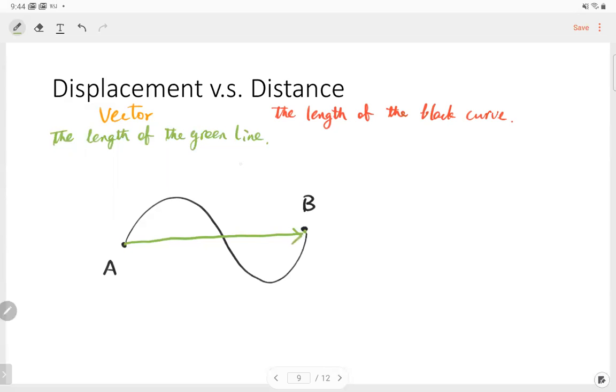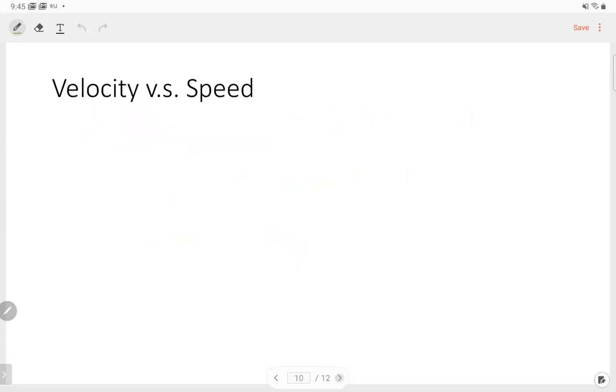So we have displacement larger or smaller or equivalent to distance. And distance is a scalar. Okay, that's the difference. Then let's talk about the velocity and the speed.